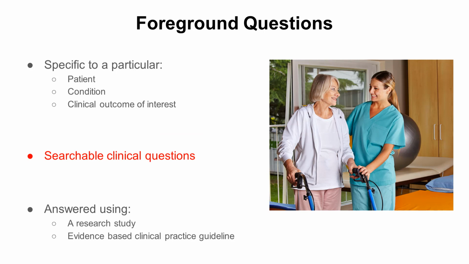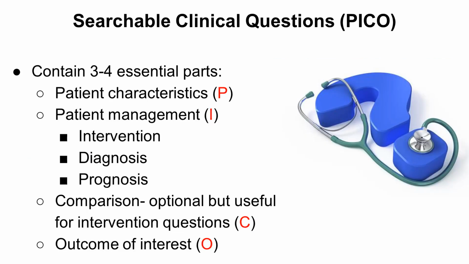The kind of question that is going to be a searchable clinical question is known as a foreground question. And this is a searchable clinical question because it's specific to a patient that has a condition, and you're asking about a clinical outcome of interest for this particular patient. These kinds of questions are answered using a clinical trial or evidence-based clinical practice guidelines that we talked about previously. Searchable clinical questions usually contain 3 or 4 essential parts. These 3 or 4 essential parts can be remembered with the acronym PICO, P-I-C-O.